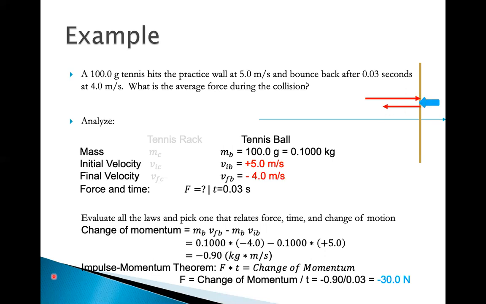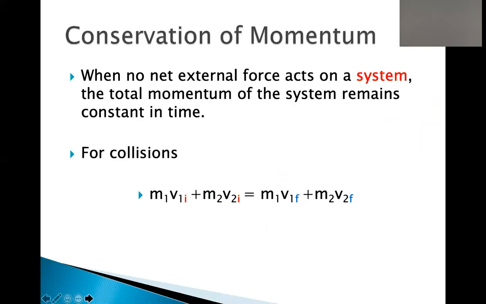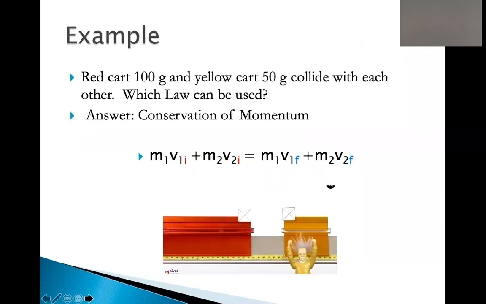Okay, so that is impulse and momentum. The second law we introduced is called the conservation of momentum. For collisions, the total momentum of the two objects is the same before and after the collision. For example, this is the experiment. We'll look at how the momentum is conserved.